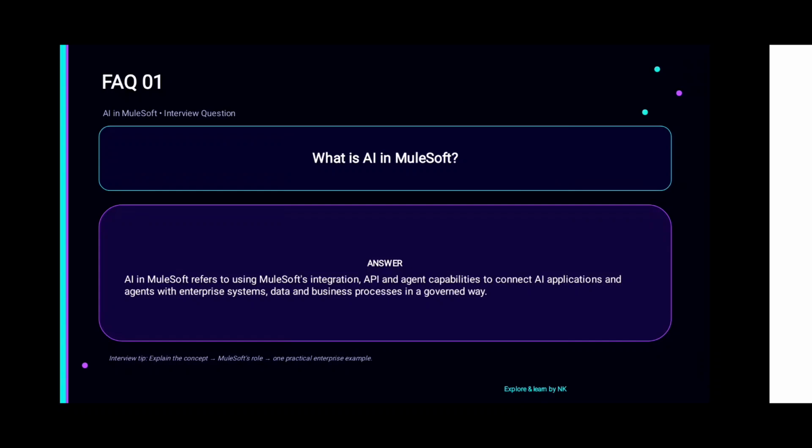So now the first is, what is AI in MuleSoft? What do you understand by AI in MuleSoft? AI in MuleSoft refers to using MuleSoft integrations, APIs and agent capabilities to connect AI applications and agents with enterprise systems, in a governed way. Now it's changed, right? It's not like API end-to-end connectivity. Now we have to expose our end system to the AI client. So that's where AI comes into the picture in MuleSoft.